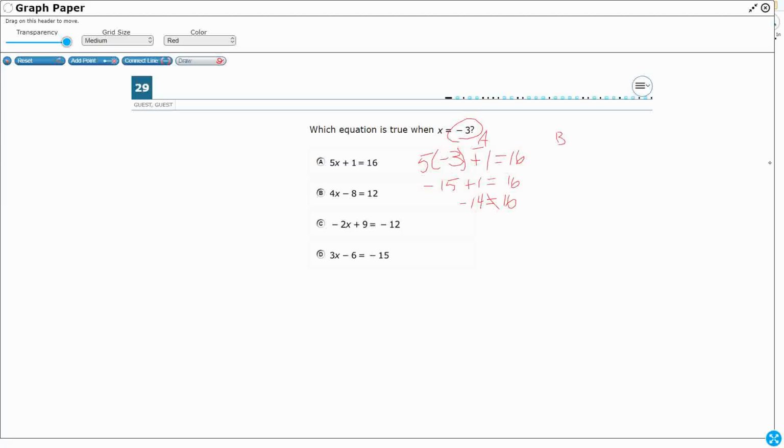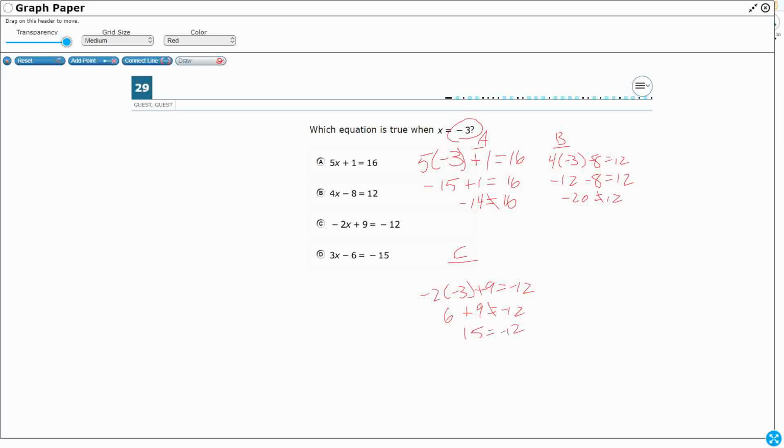Let's check B here. So 4, and then I'm going to multiply that by -3 minus 8 equals 12. So that's a -12, right? 4 and 3 is 12. Positive, negative, make a negative. Minus 8 equals 12. And so look, now we're starting with -12, going further to the left, that's -20. Definitely does not equal 12. Let's check our C. So -2 times -3 plus 9 equals -12. 3 and 2 is 6. Negative, negative makes a positive. 6 plus 9, yeah, that is not equaling -12.